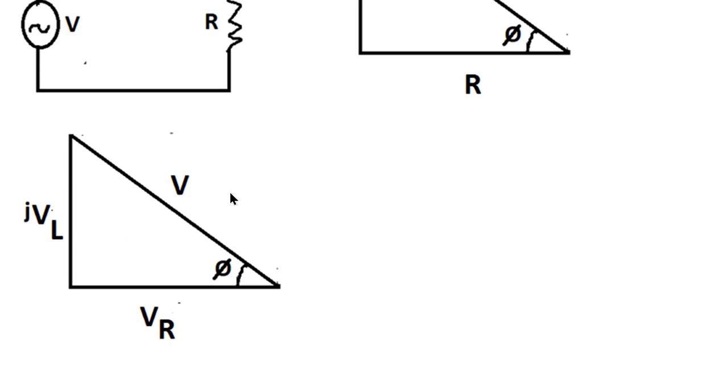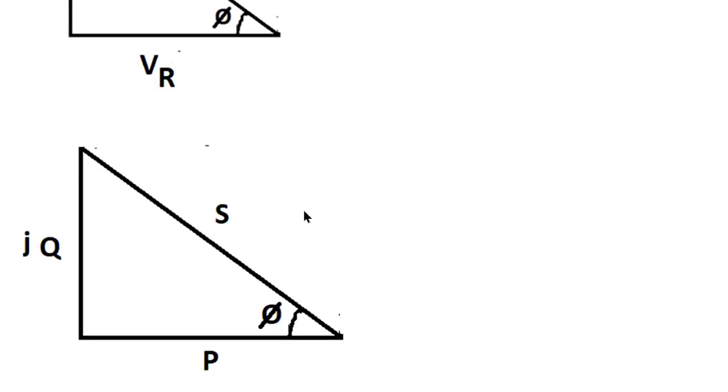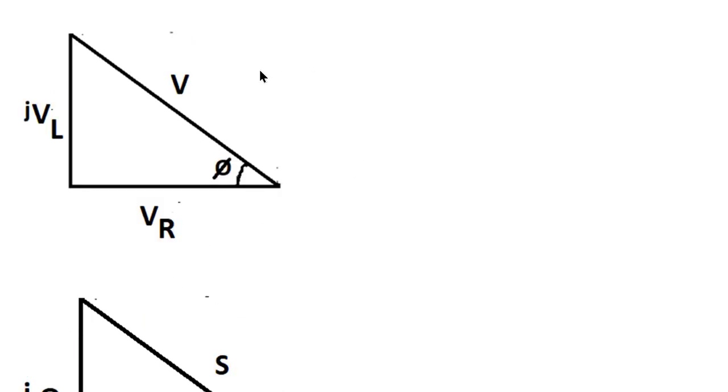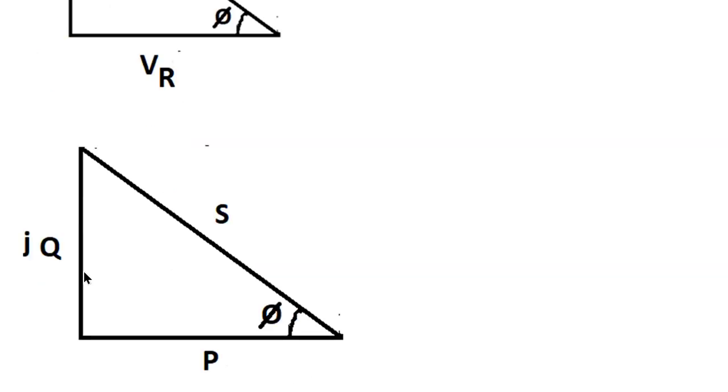Suppose each vector in the voltage vector diagram is multiplied with the current flowing, I. Then we get what is called the power triangle. VR multiplied by I gives the real power, VL multiplied by I gives the reactive power Q, and V multiplied by I gives the apparent power S. Representing the real power, reactive power and apparent power on a single vector diagram is called the power triangle. The phase angle between the apparent power S and the real power P is called phi.